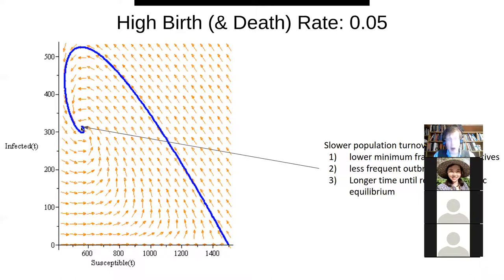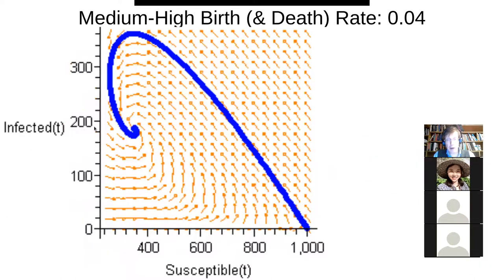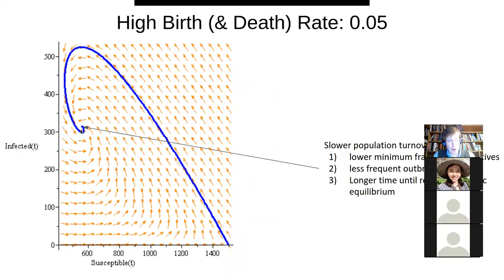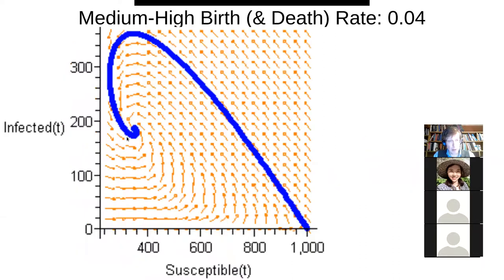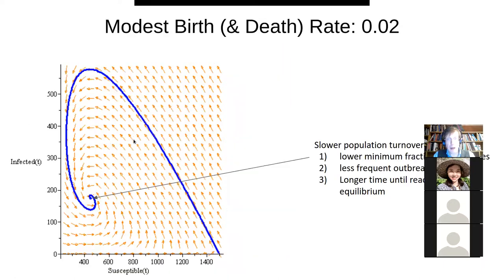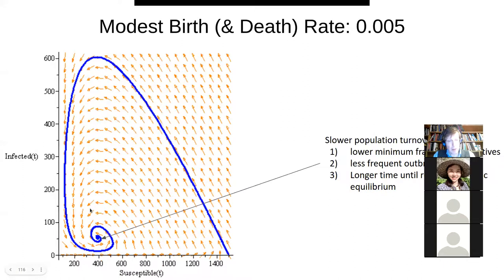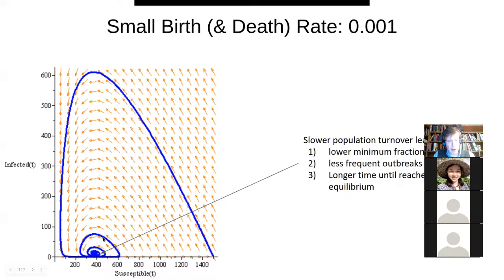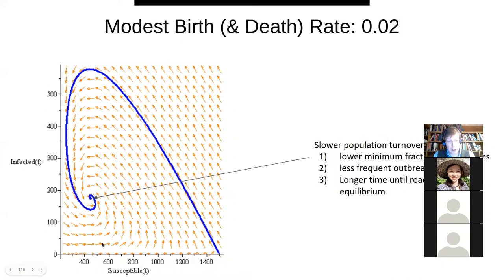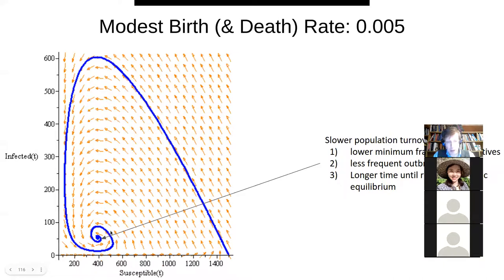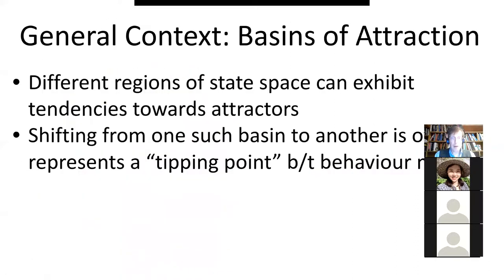And this is with a high birth and death rate. If we go to a somewhat lower birth and death rate, it reduces the number of infectives in equilibrium by a bit. If we go to 0.02, it reduces it yet further. And if we make it 0.05 or 0.01, you can really see these cycles. It takes more cycles to zero in on this equilibrium point.